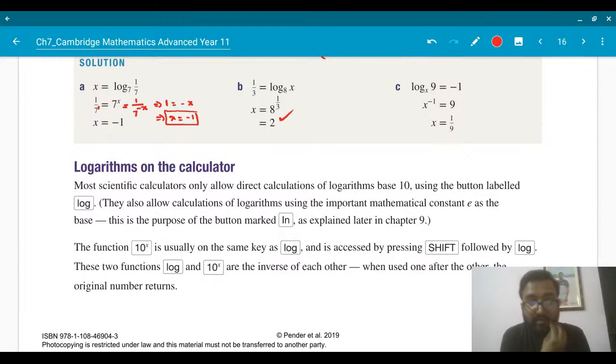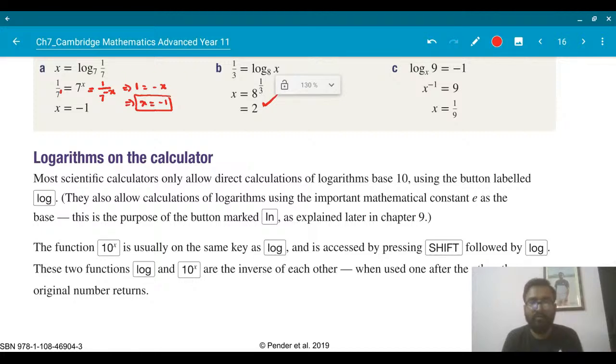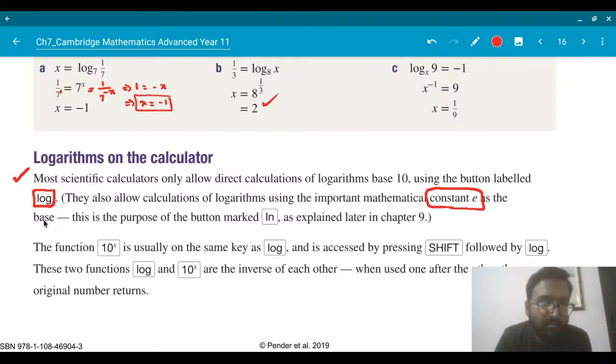Logarithms on the calculator. So now you have to use the calculator. So please, now you have to read up these two paras. Please read up this first para. I said that simply log means it's log base 10.